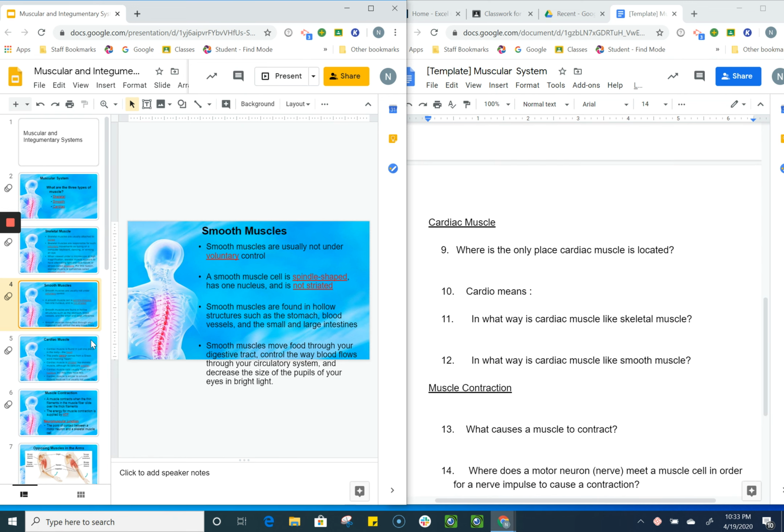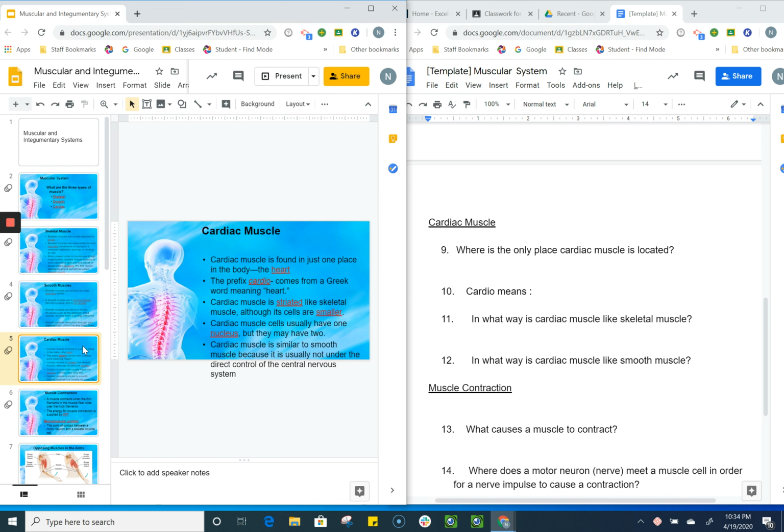The third type of muscle is cardiac muscle, which is in the heart. Cardio refers to heart. Cardiac muscle is similar to skeletal muscle in that it is striated, and it's similar to smooth muscle in that it's not under voluntary control. You don't have to sit there and tell your heart to beat, contract, beat, contract. It does it on its own. The heart has a special area called the sinoatrial node, which serves as a pacemaker to keep the heart pumping. So it's innervated on its own, so it's not under conscious control.